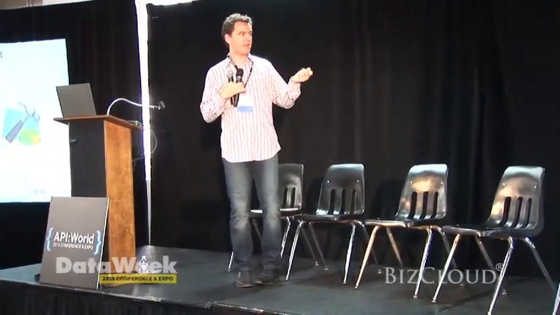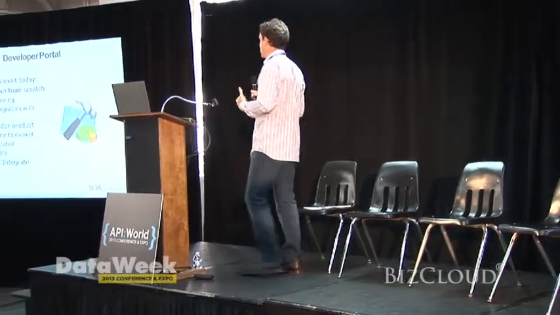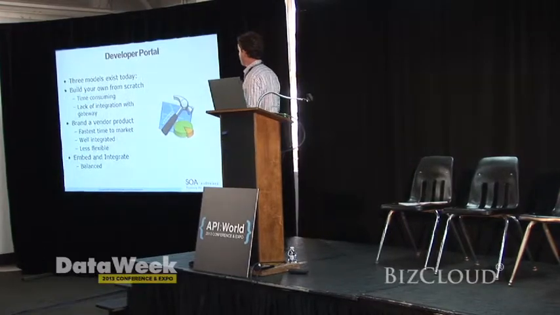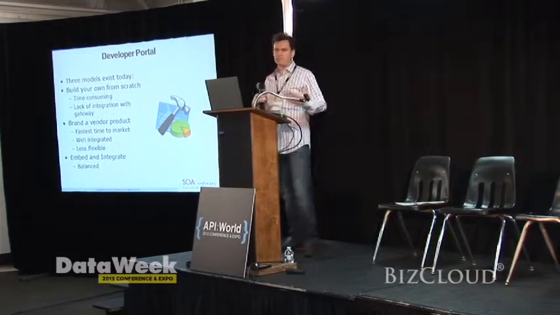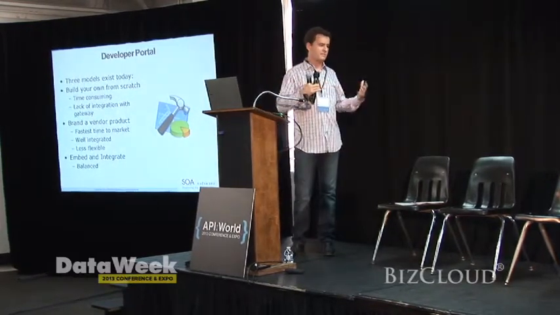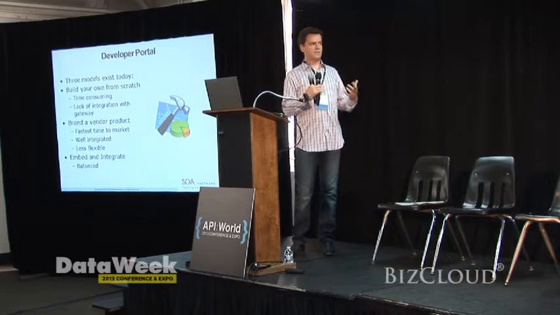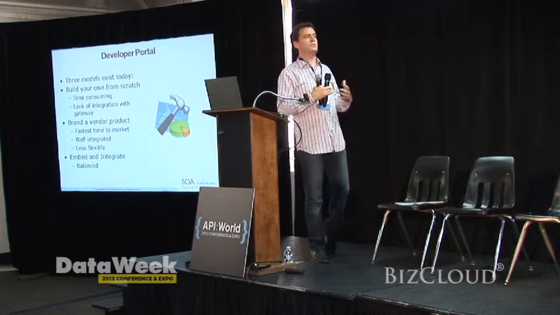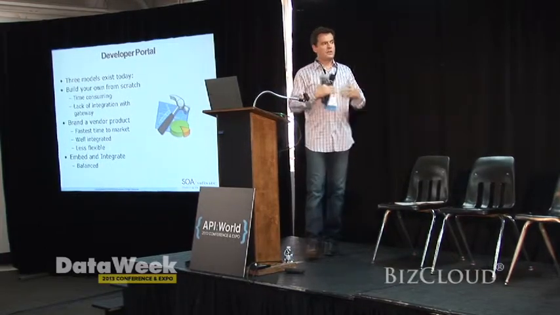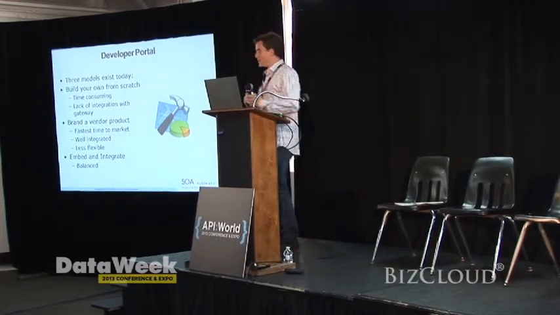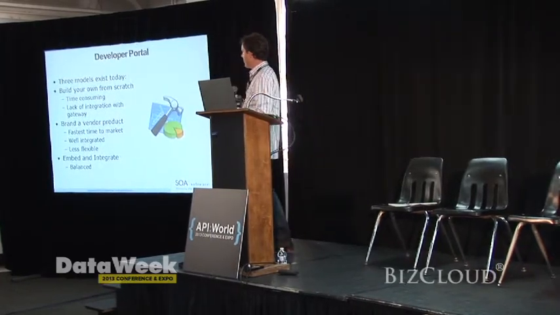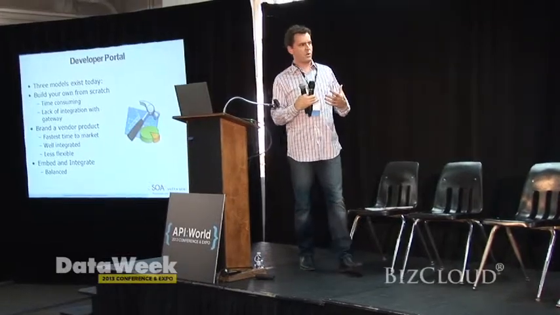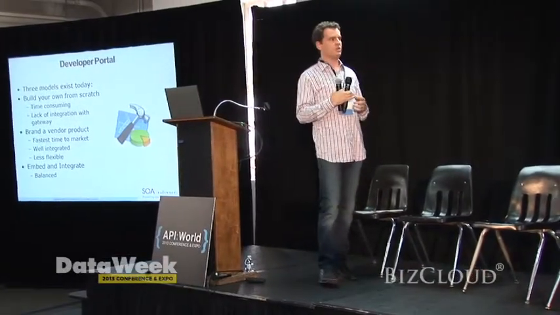You can then go out and brand a vendor product like ours. It gives you the fastest time to market. It's well integrated, of course, with a gateway, but it is inherently less flexible. I mean, you're branding a product that comes out of the box. It's like Salesforce. You're getting this product, and there's a limited set of things that you can do. Then you can embed and integrate. So you could pick up a product like ours, which has an API, and it has a set of embeddable widgets. It has a JavaScript MVC framework that you can use to embed little widgets into your website.